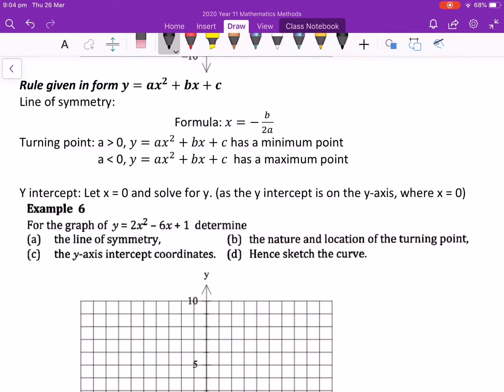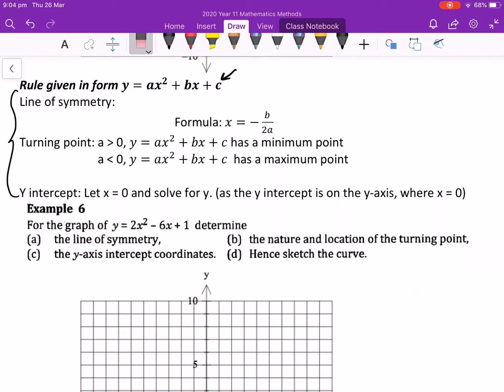So when the rule is given to you in the form y equals ax squared plus bx plus c, there are a few different things I want you to know. My line of symmetry, there's a special formula for this. This one right here is a very different formula. It is not the formula of the line of symmetry for the root form. That's not the same. So please know that this particular formula is only for when it is in this format, and don't confuse the two. So make sure you note that difference here.